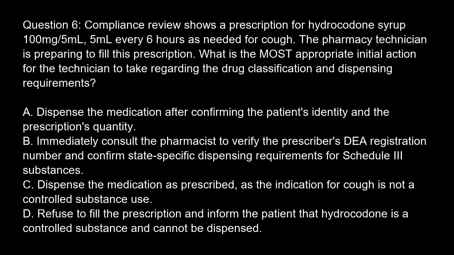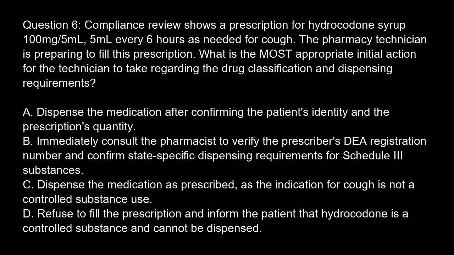What is the most appropriate initial action for the technician to take regarding the drug classification and dispensing requirements? Option A. Dispense the medication after confirming the patient's identity and the prescription's quantity. Option B. Immediately consult the pharmacist to verify the prescriber's DEA registration number and confirm state-specific dispensing requirements for Schedule III substances.